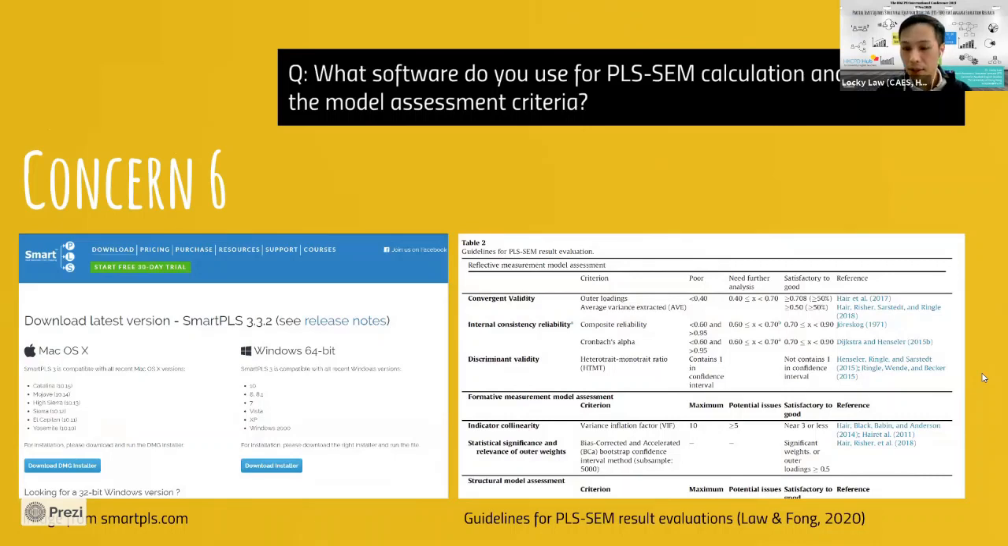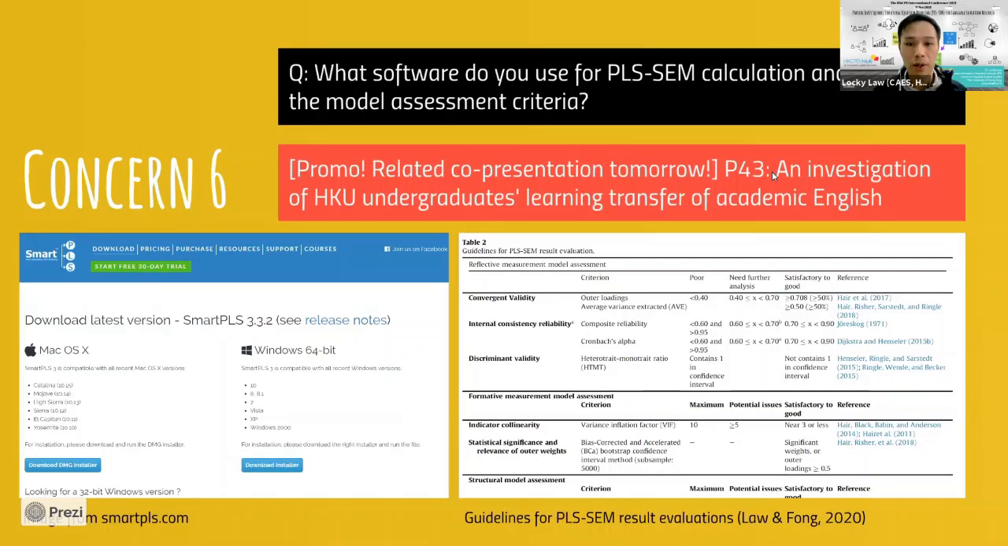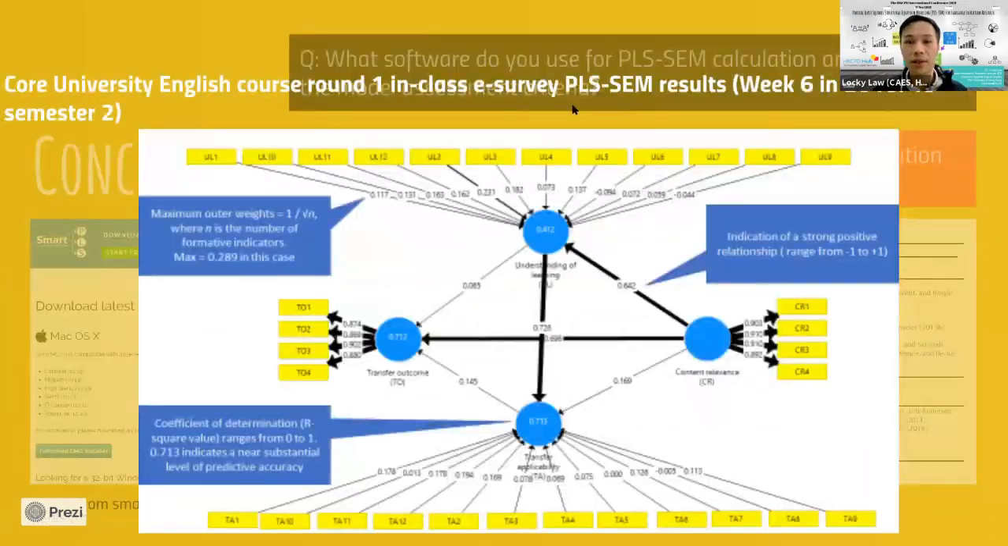that you can get from a publication by myself, Law and Feng, my colleague. And finally, we have the promo here for those of you who are interested in more presentation on the results of this project. It will be P43, okay? Investigation of Hong Kong U undergraduates' learning transfer of academic English. So that's all for my talk, basically. Thank you very much. And here are the references.